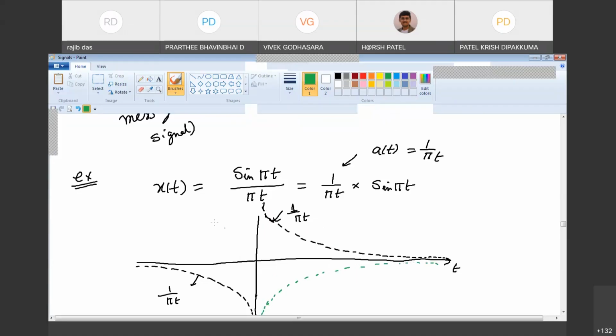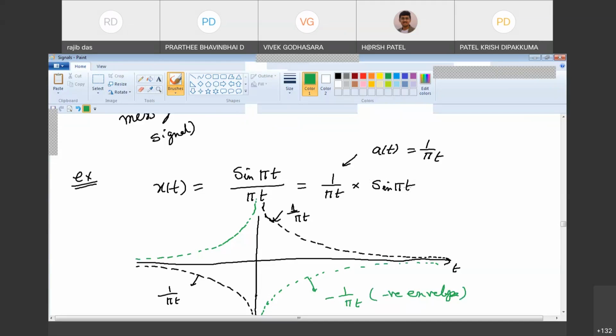Okay, and its mirror image should look like this. So this green one is -1 upon pi t. This is your negative envelope. Okay, these are the same. Now you can draw easily this sine of pi t.